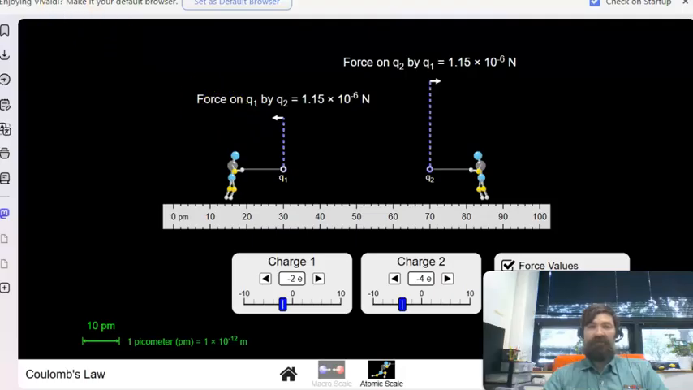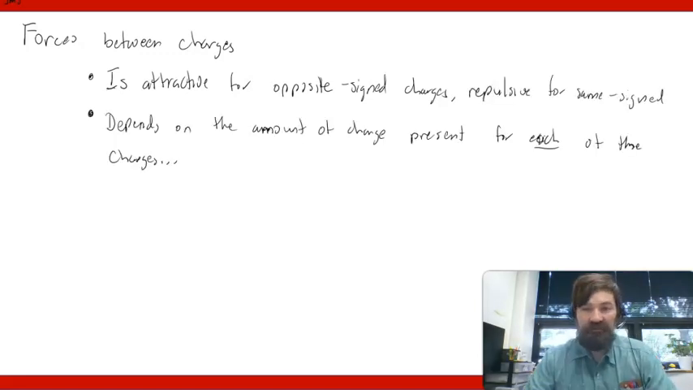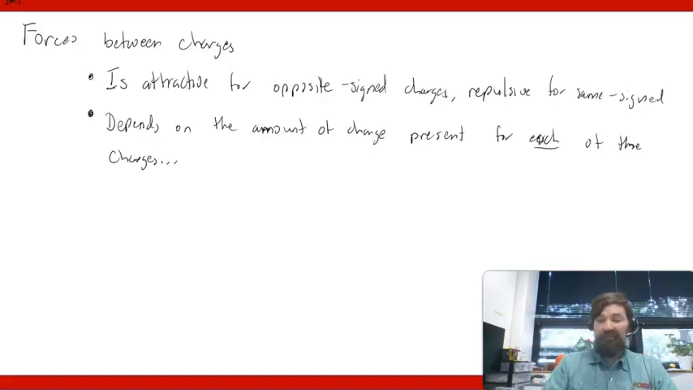So just from doing that, we can write a couple observations. The first is that the force between charges is attractive for opposite sign charges and repulsive for same. The second general observation is that this force between the charges depends on the amount of charge present for each of the charges, meaning if I change charge 1, force changes. If I change charge 2 instead, force changes. So that may beg the question, what if I change both of them?